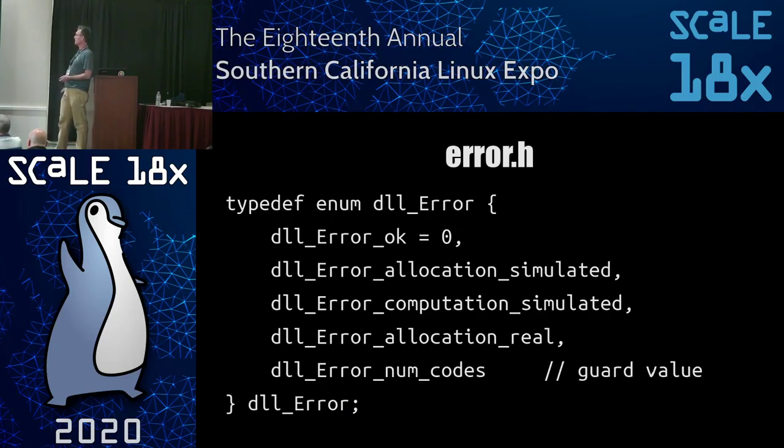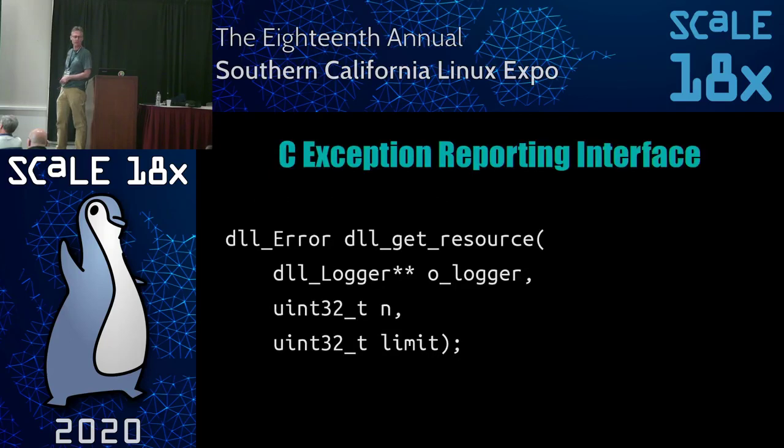And then, for purposes of this program, I have cases where I simulate an allocation failure, I simulate an error during computation, and actually there are some cases where I might have a real allocation error, so I gave it a separate code. I like to have a guard value, so this is not a valid error, but if you want to loop through the codes or you want to see if a code is valid, it's really nice to have the last one be something that shouldn't ever occur. Isn't that nice? And it also then counts how many there are.